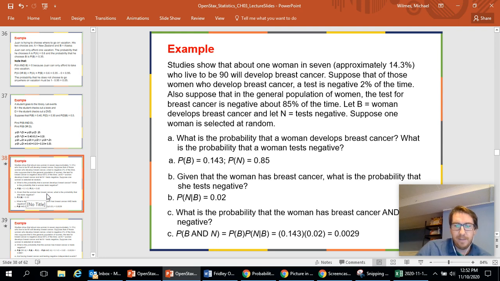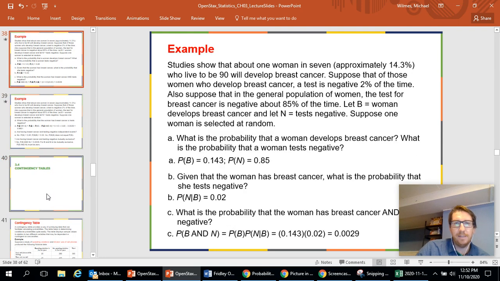All right, our next example is kind of a long one, but this is our last example for this. So studies show that one woman in about 7 who lived to be 90 develop breast cancer. Suppose that for those women who develop breast cancer, a test is negative 2% of the time. So even though they get it, they still test negative. So that would be a false negative. We're kind of hearing about some of that with COVID. Also, suppose in the general population of women, the test for breast cancer is negative 85% of the time.